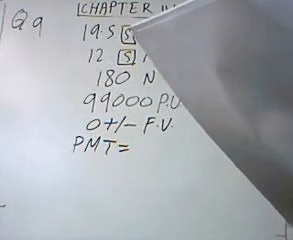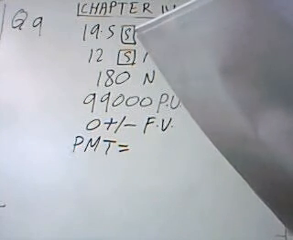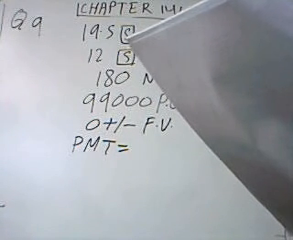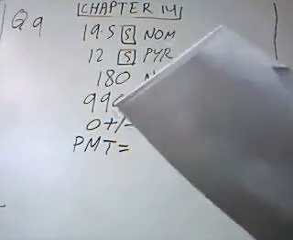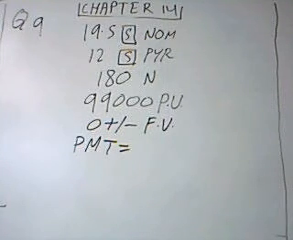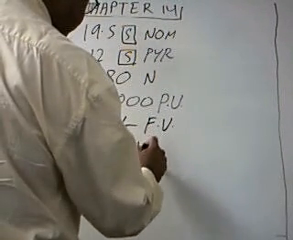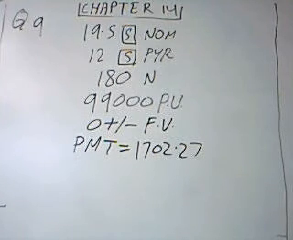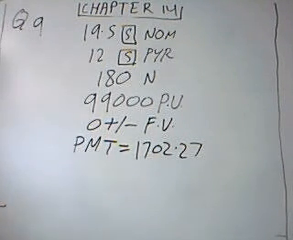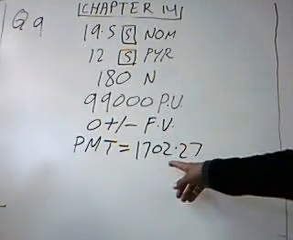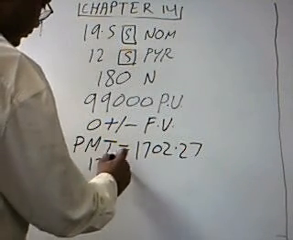So what do we find? What's the answer? 1702.27, so just do that. Then we go to the question. Payment rounded up to the higher dollar, so we have to do further. What's the next highest dollar? 1703. So we put 1703 plus minus.